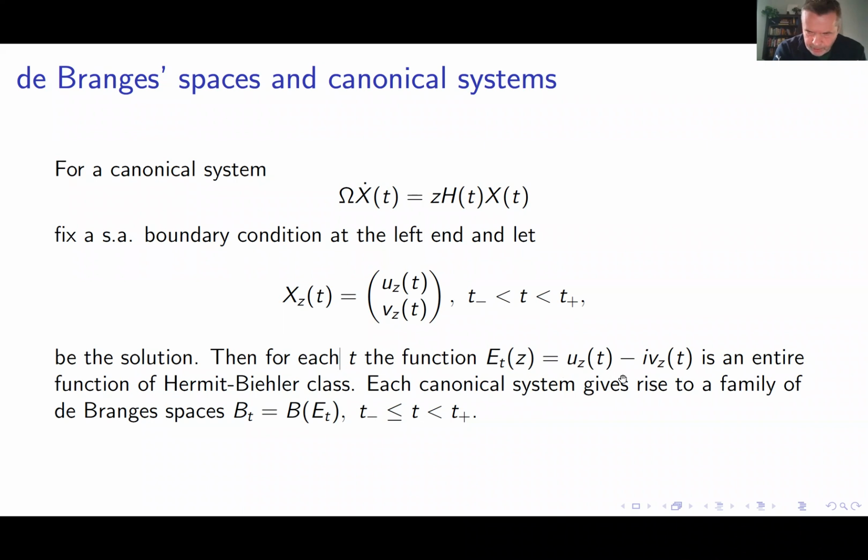Let's make the following entire function out of this solution. So now we fix t, and with this fixed t, we consider the following function of z. z was the spectral parameter in our initial system. So the coordinate functions of our solution x become real and imaginary parts of E on the real line. Now, each of them is an entire function. It's not very difficult to prove. So with the fixed t, U is an entire function of z, and V is an entire function of z.